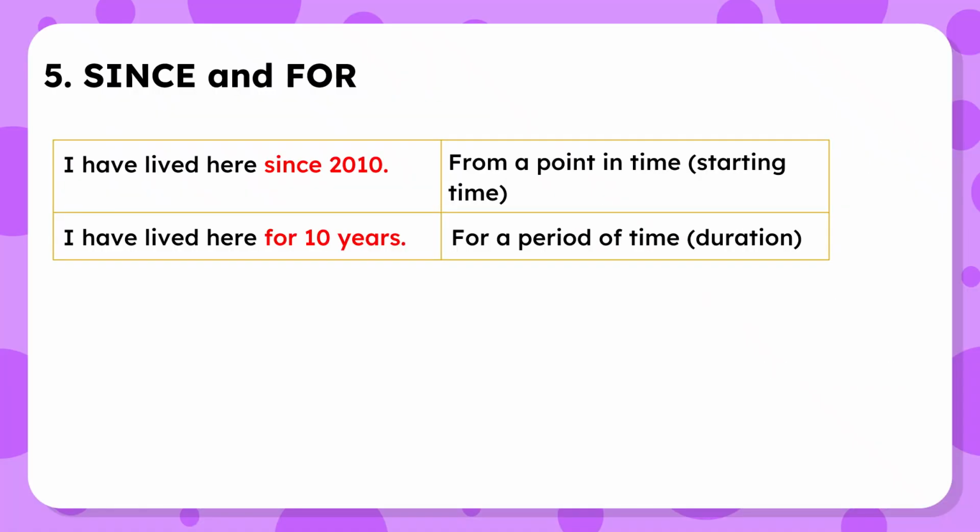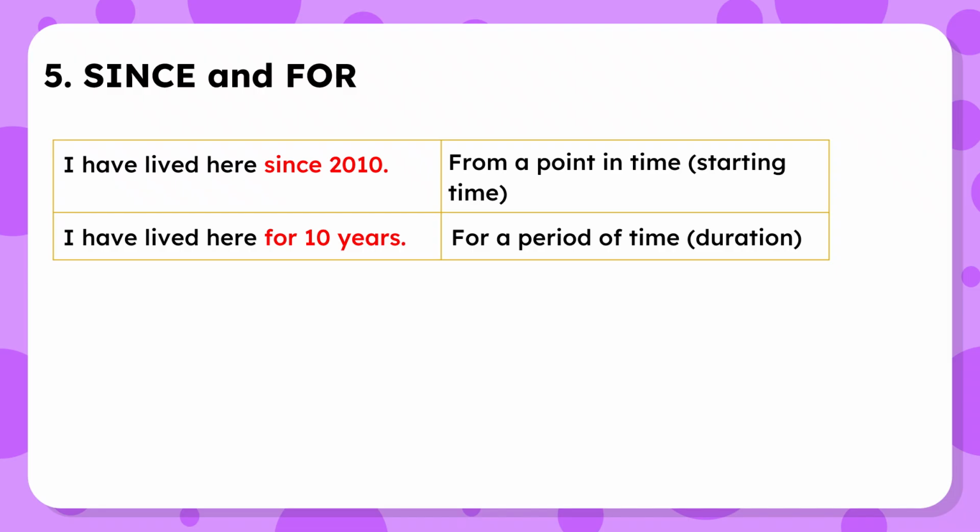Now the next one is since and for. Many of the students, many of the learners, may be confused with since and for. Many a time I have observed that many learners are confused with these two words, since and for, and how and when to use them. They are not able to understand at what time I should use since and at what time I should use for.